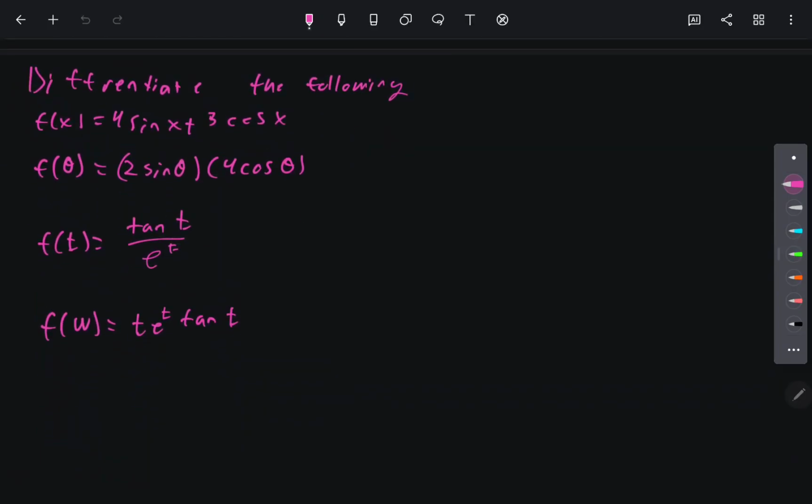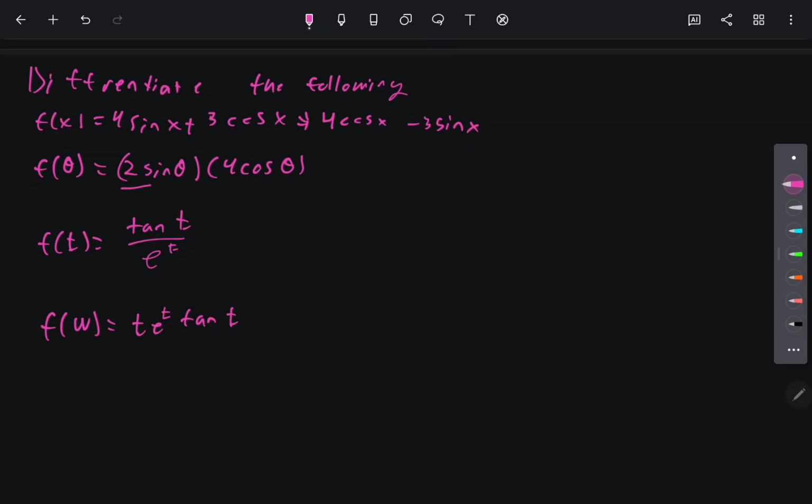All right. Now I have some functions I'd like us to find the derivative of. The derivative of this first one, try it yourself. Take your time. All right. The answer is going to be 4 cosine of x. The derivative of sine is cosine. Plus 3, the derivative of cosine is sine of x. But it's negative, so we also need to make sure that we do negative.